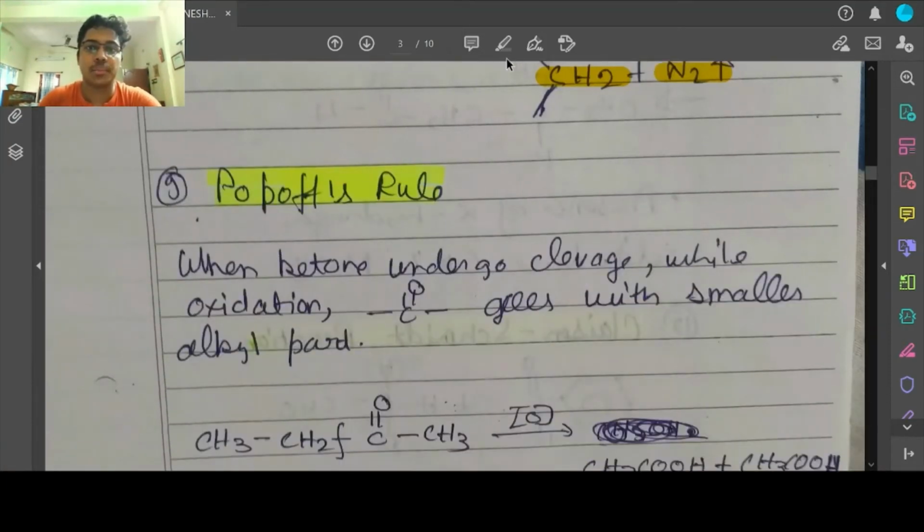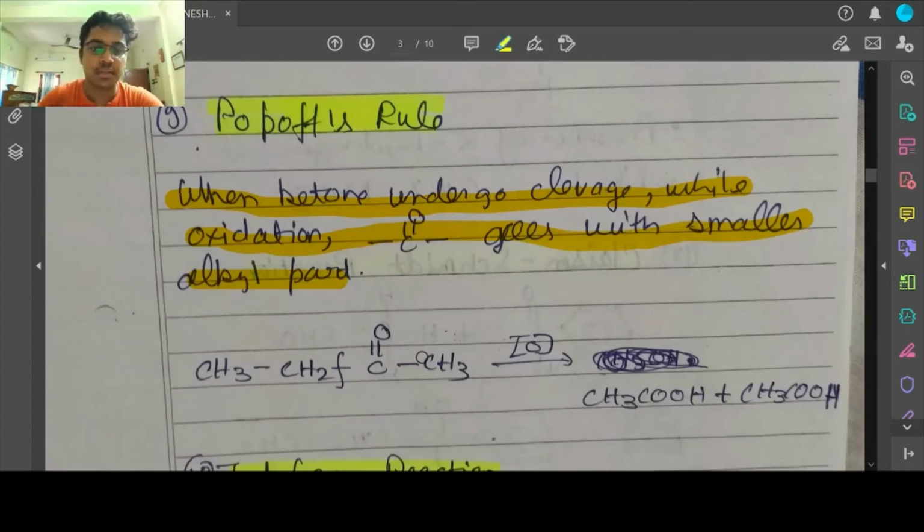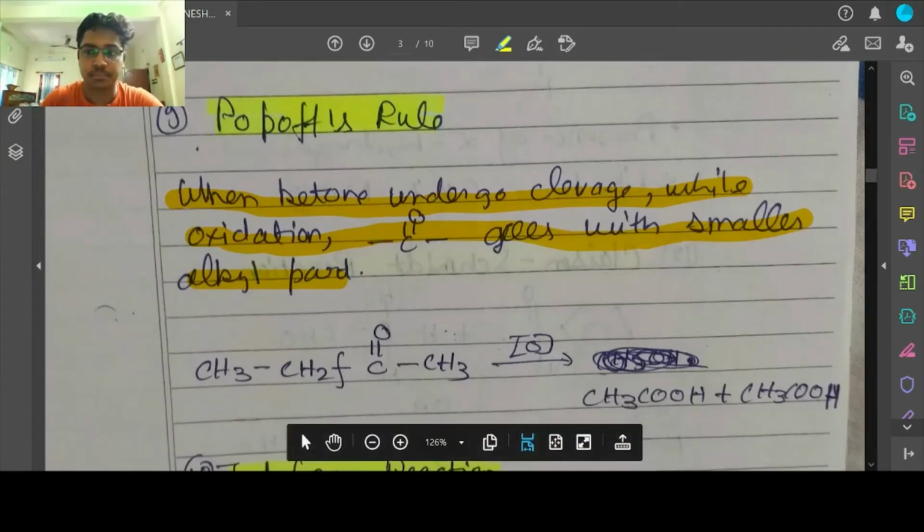Popoff's rule. Let us see what Popoff's rule is. When a ketone undergoes cleavage during oxidation, the C double bond O group goes with the smaller alkyl part. Popoff's rule says that when ketones undergo cleavage or oxidation, the ketonic C double bond O group goes with the smaller alkyl part. Let us see this with an example.